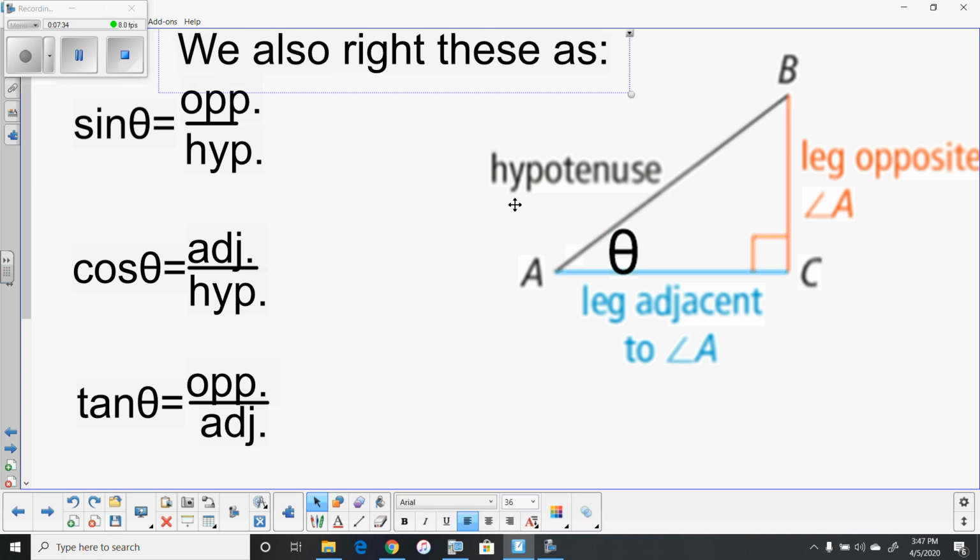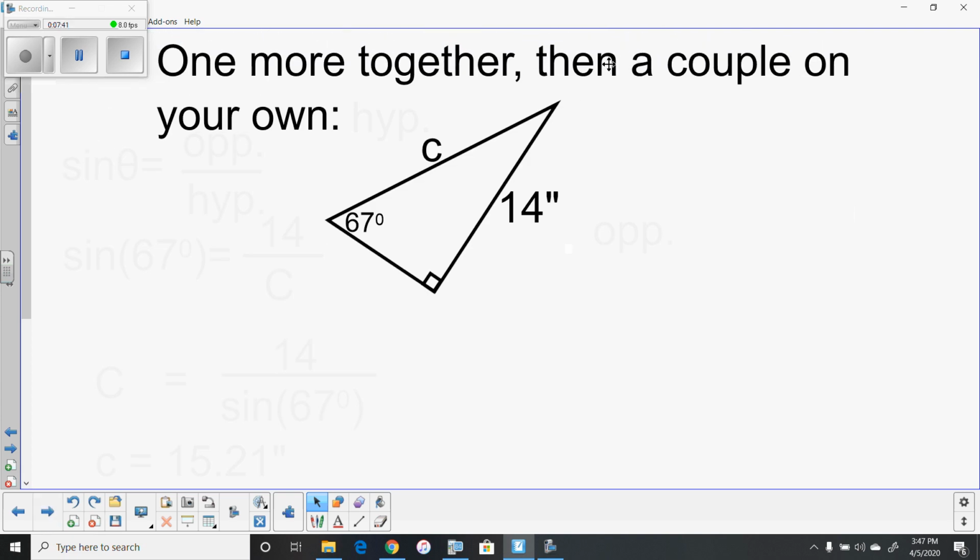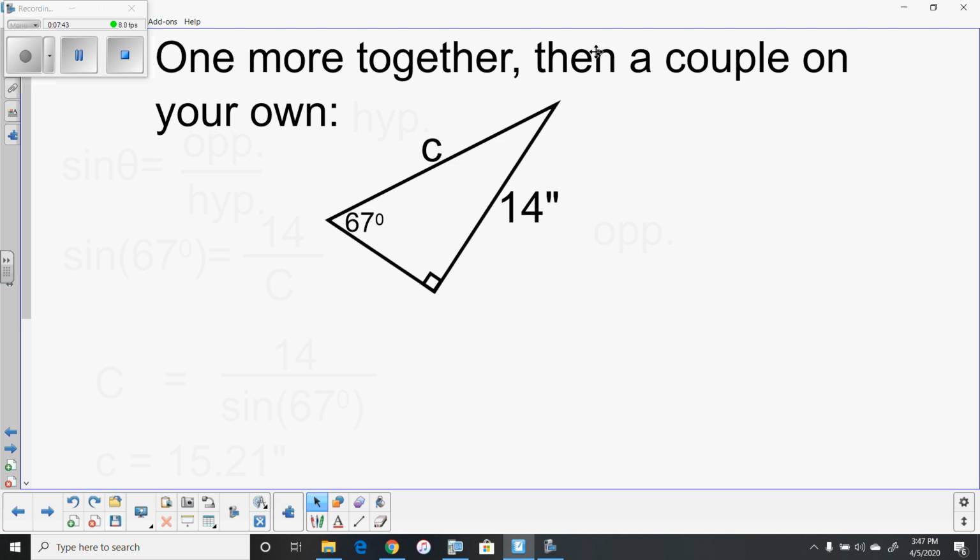Okay, so again, this is our useful notes here. These are the three trig functions. We'll do a couple more together here. We'll do this last one, and then I'll give you two to work on your own.